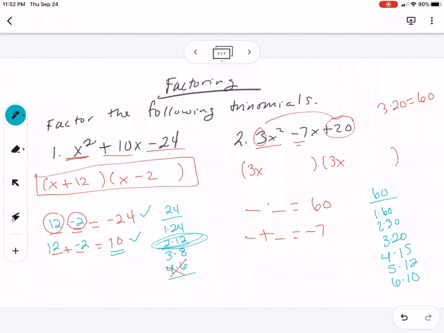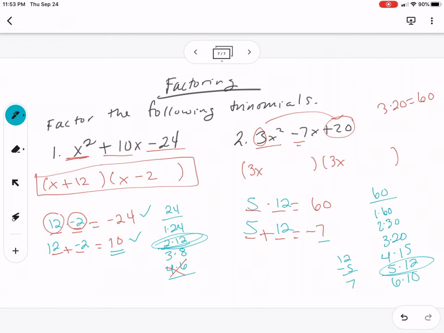Once you have a list big enough, you want to look at them and check if there's one of those that adds or subtracts to give us 7. So if I look at my list, I can use 5 and 12, because if you subtract those, you get a 7. So I'm going to use a 5 and a 12. Yeah, it's right here. If I want a negative 7, I would have to have a negative 12.